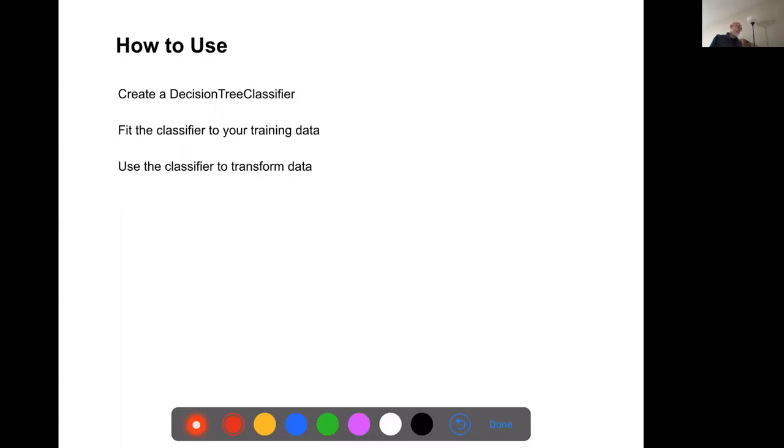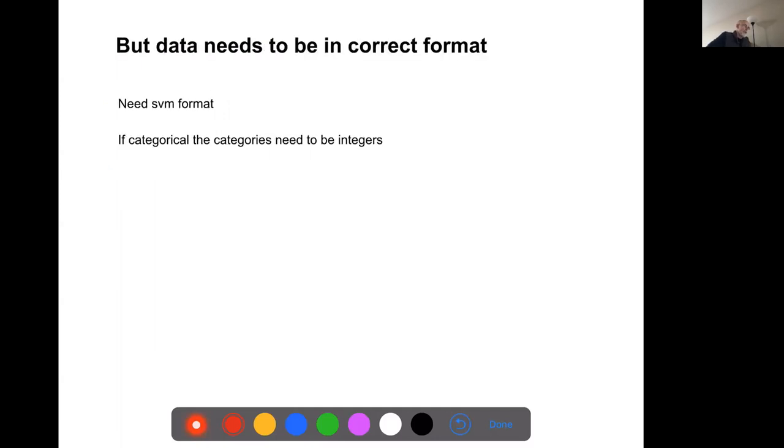Using the algorithm, again, like I said, there's a built-in decision tree classifier. We can fit it to your data, and now you can use it on the data you're trying to study. And yes, again, everything we look at on Spark is going to want an SVM format for the machine learning. And if we get categorical variables, we need to convert them to integers.